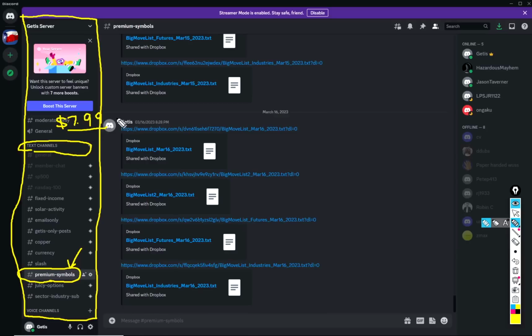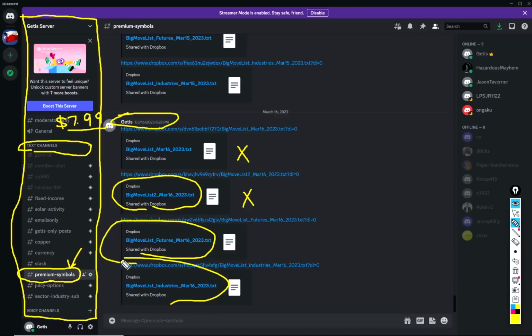Okay. On 3/16, I put these symbols in here. I think that was Thursday night. You've got big move list 1, big move list 2. This is the one we were looking at that we picked the FAZ symbol out of, big move list 2. The one we were looking at was back for March 18th, but you can see I'm doing this every day for the members, right? Here's one for futures, and here's ones for industries, just like I was talking about.